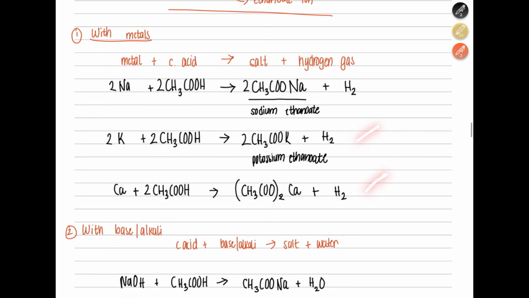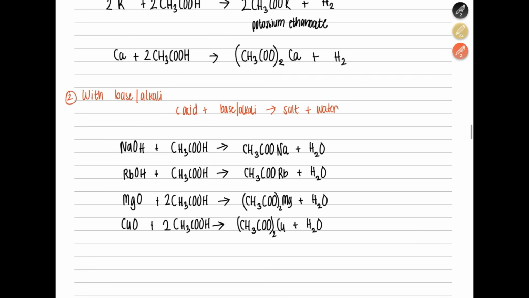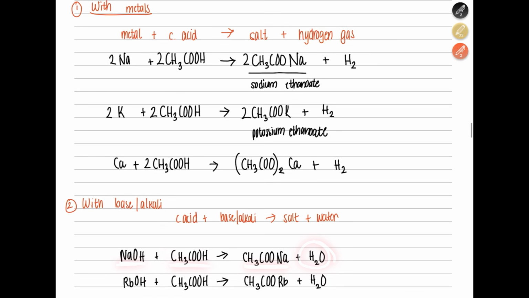These are two more examples. Carboxylic acid, right? It's an acid, so it can react with base or alkali to give you salt and water. These are multiple examples. I'll discuss the first one. The first one is sodium hydroxide. It's a base. It reacts with carboxylic acid. This is ethanoic acid. So you get sodium ethanoate and water. Above, when it was reacting with metal, you only get hydrogen gas.